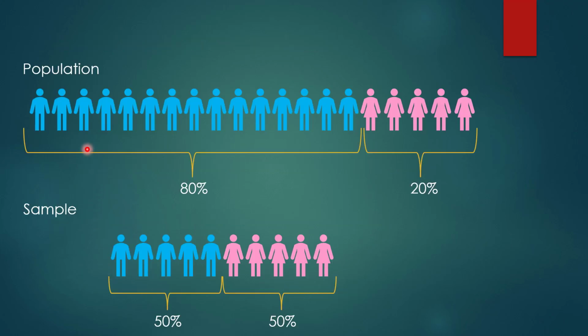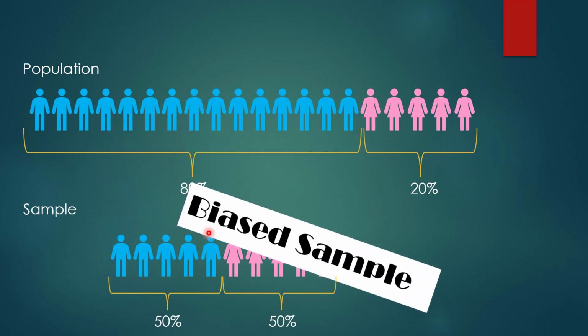For example, let's say we had a population that was 80% male and 20% female. That's our population of interest. And we select a sample and we end up with 50% male and 50% female. Now, is this sample representative of the population? No, it's biased in some way. It's unrepresentative. So it is a biased sample.